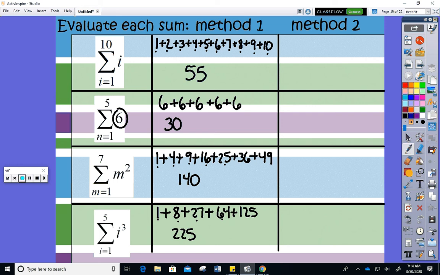$224. Let's see here. I'm double checking. See what I said wrong the first time. Nope, 225. Okay, I just wanted to double check.